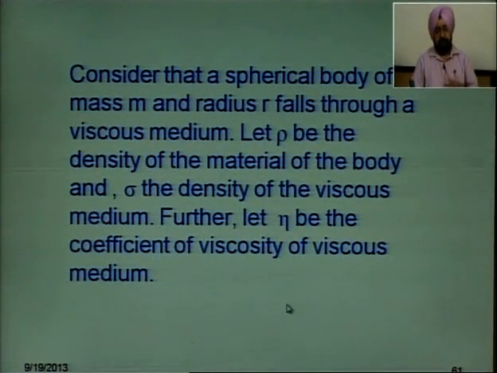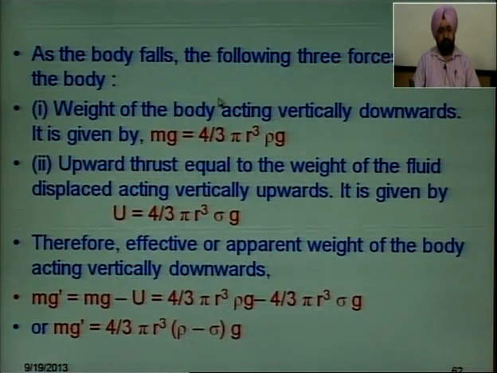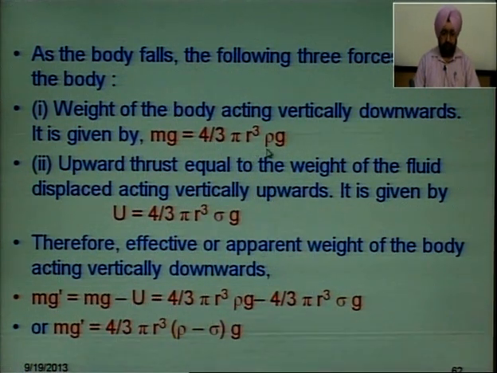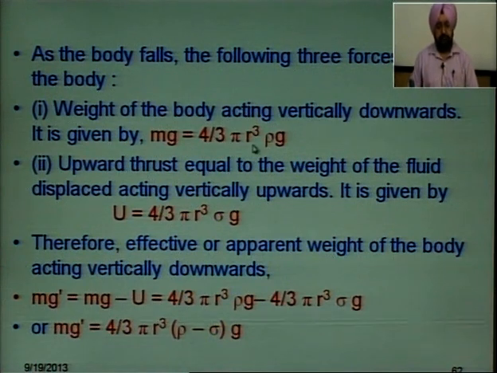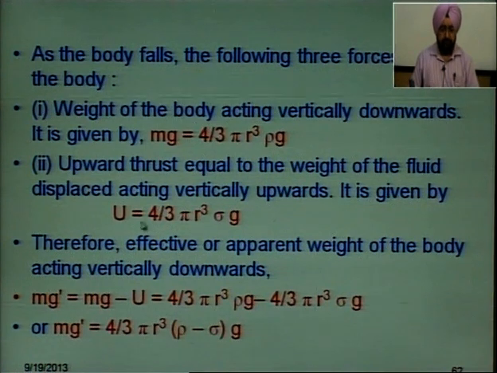So, you consider a spherical body of mass m and radius r. Let the density of the material be rho, the density of the viscous medium be sigma, and let the coefficient of viscosity be eta. As the body falls, three forces act. Weight: for the spherical body the volume is 4 by 3 pi r cube and the density is rho, so mass is volume into density, and weight is 4 by 3 pi r cube rho g. Upward force, buoyant force, is 4 by 3 pi r cube sigma g.